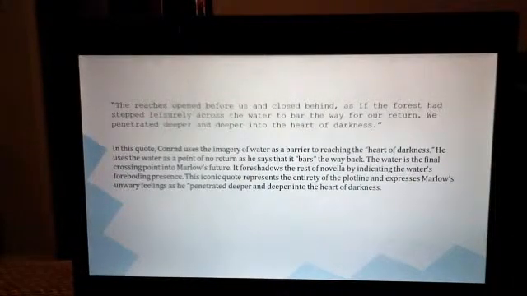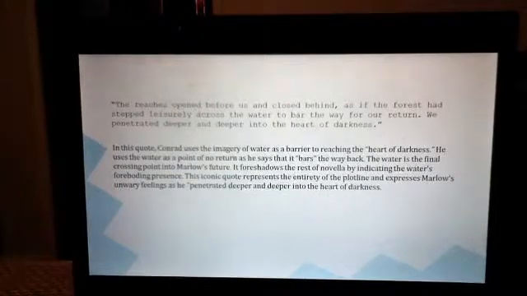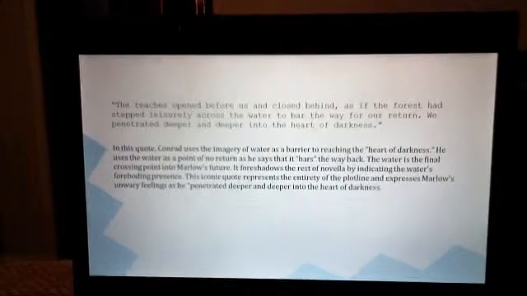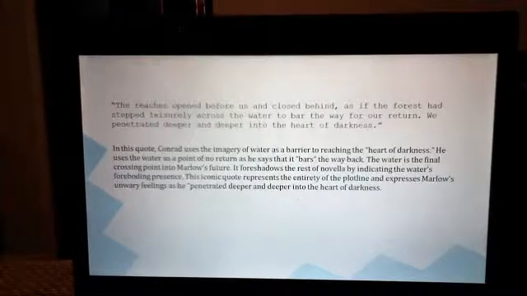So in this quote, Conrad uses the imagery of water as a barrier to reaching the heart of darkness. He uses the water as a point of no return, as he says that it bars the way back. The water is the final crossing point into Marlowe's future. It foreshadows the rest of the novella by indicating the water's foreboding presence. This iconic quote represents the entirety of the plot and expresses Marlowe's unwary feelings as he penetrates deeper and deeper into the heart of darkness.